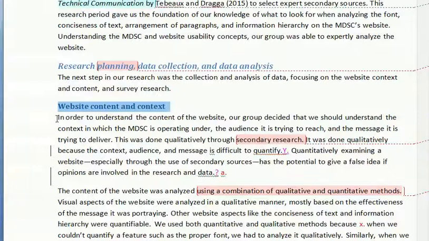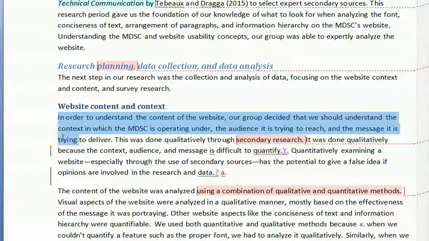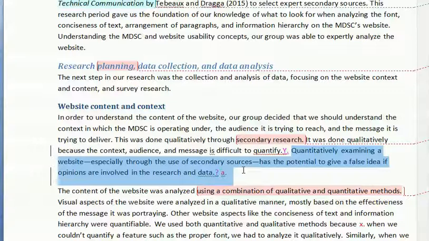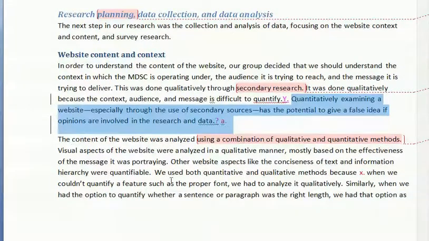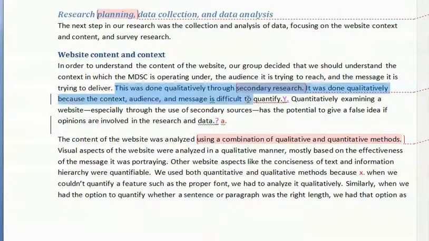Now what they're doing here is understanding the website, like the previous report did. And it's nice that they mention specific to MDSC, the website they're analyzing. And they give a rationale. And let's see if they give enough information. Nope, they don't really say what kind of research they did.